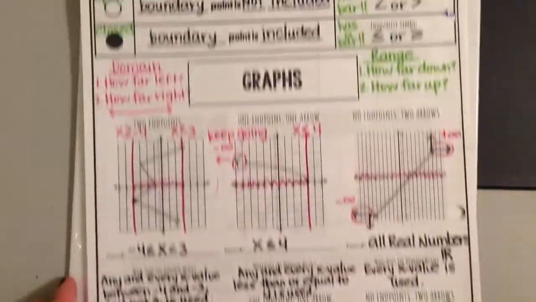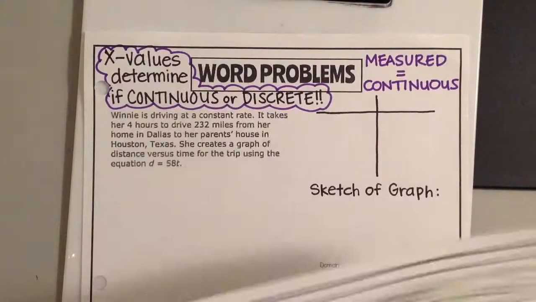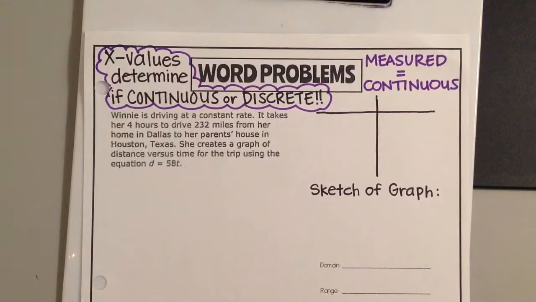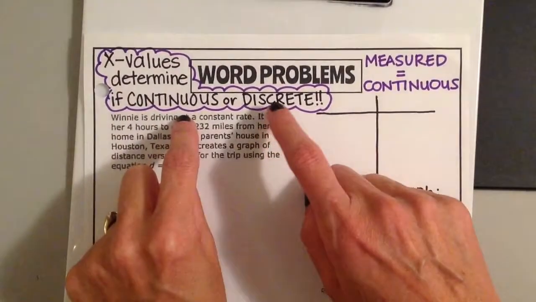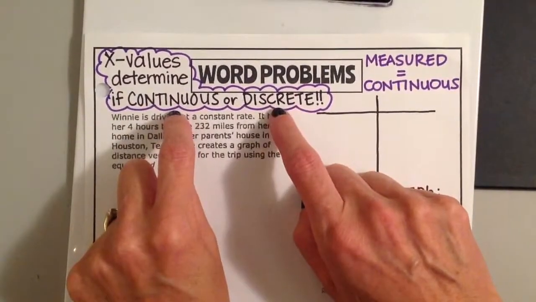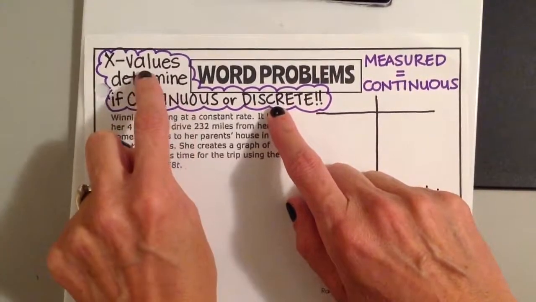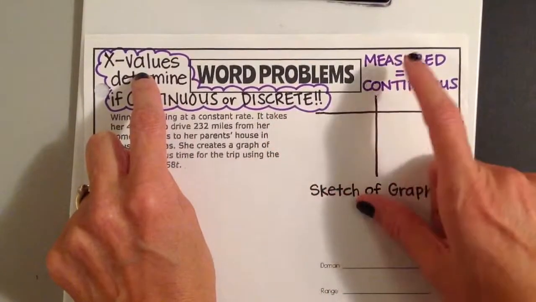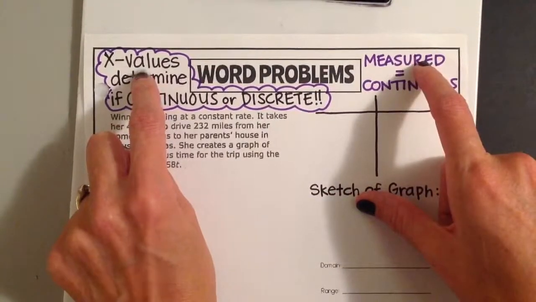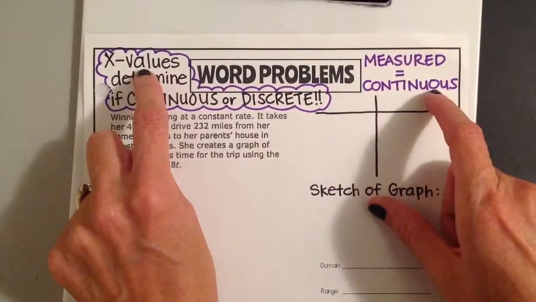All right, so now let's look at how do I find the domain and range from a word problem. So remember, your x values are going to determine if your function is continuous or discrete. And you have to look at your x values. What are they? What are those quantities? If your quantities are being measured for your x values, it's going to be continuous.